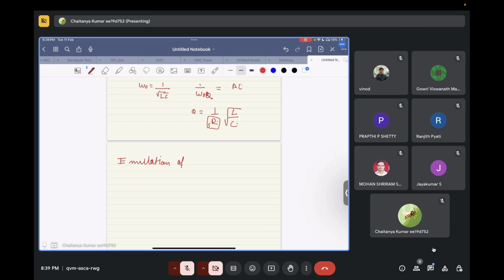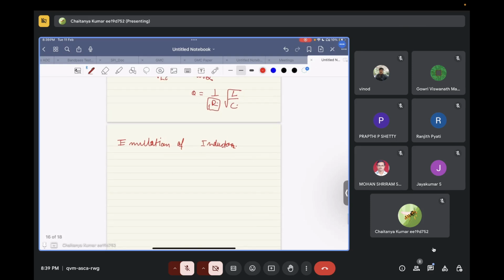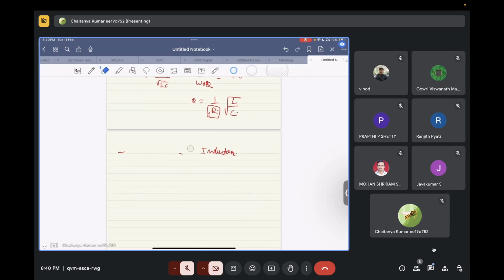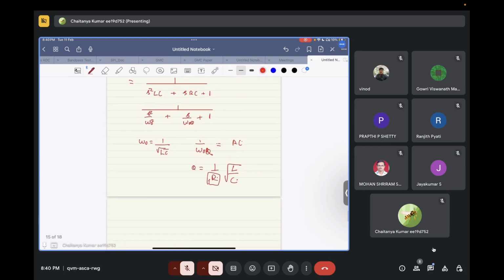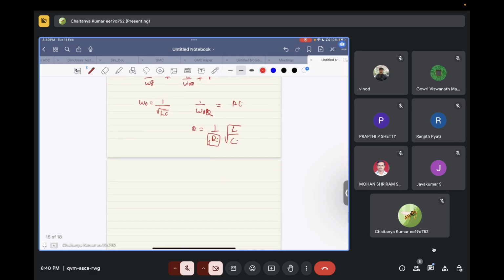Emulation of inductor. Okay. So before we actually go into emulation of inductor, just a minute. Let's figure out how you emulate an inductor.